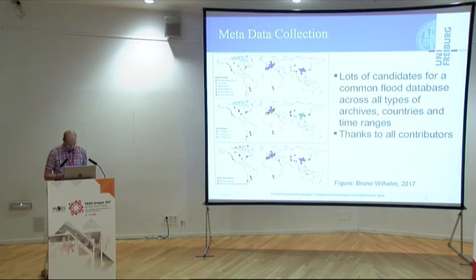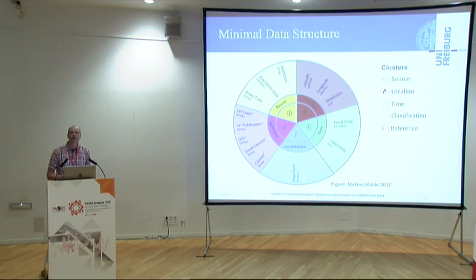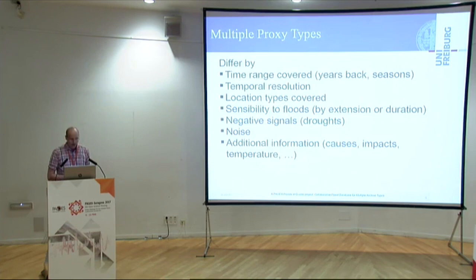So it was very clear that we need a minimal data structure to search for the data. That is the most common thing across all these archives. It has five main clusters: where the source comes from, where it is located, the time, then the classification, whether there is a flood or how large the flood was, and references, for example, to a publication.